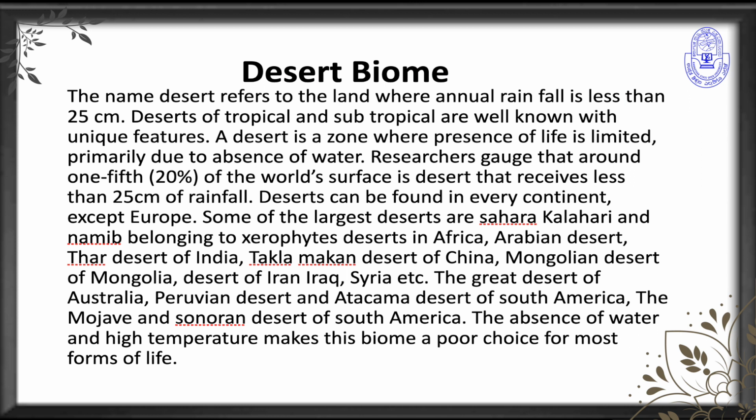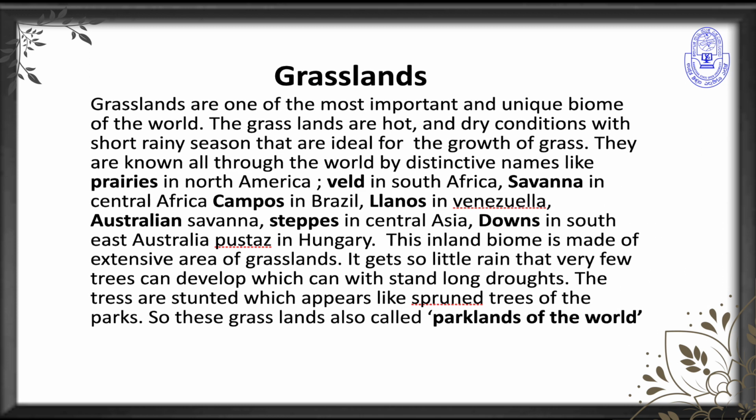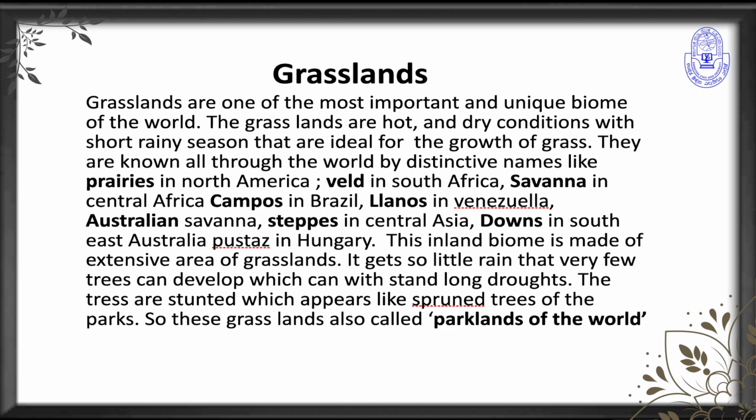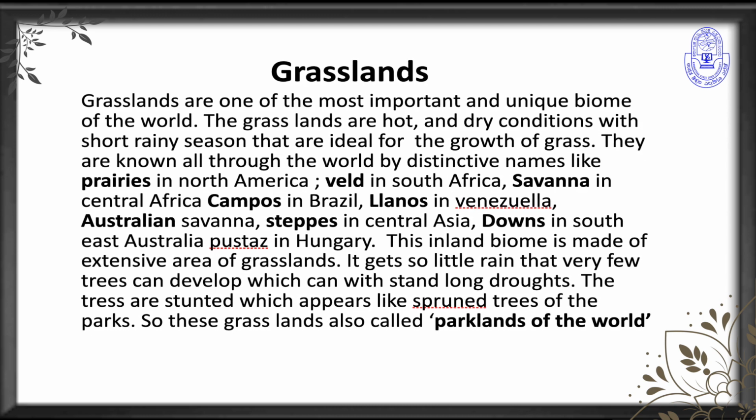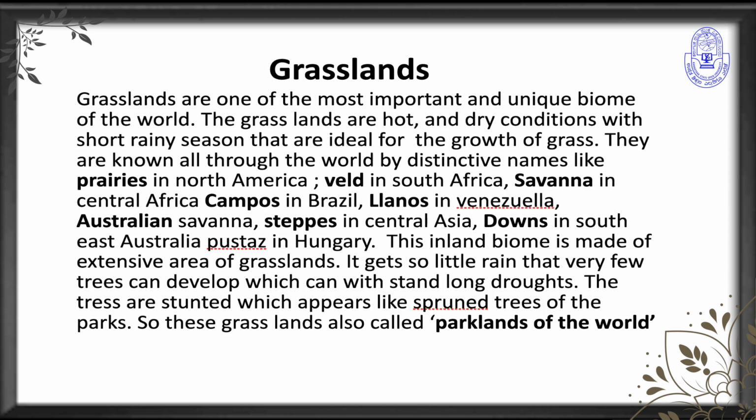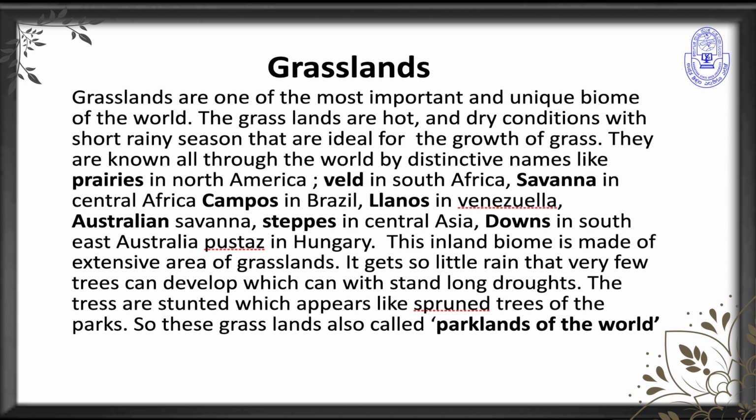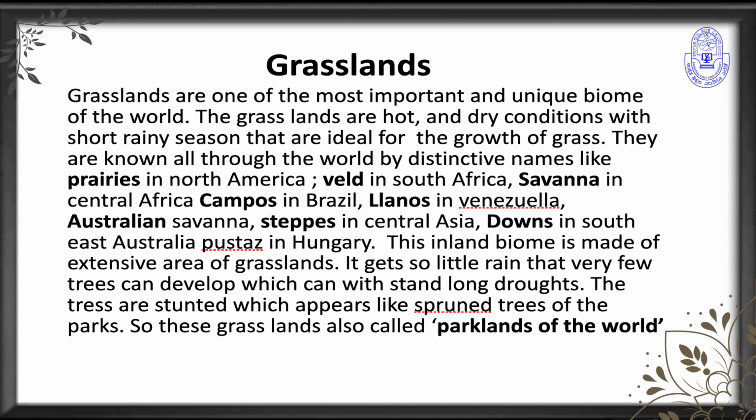Grasslands biome. Grasslands are one of the most important and unique biomes of the world. The grasslands have hot and dry conditions with a short rainy season that are ideal for the growth of grass. They are known all through the world by distinctive names like prairies in North America, veld in South Africa, savanna in Central Africa, campos in Brazil, llanos in Venezuela, Australian savanna, steppes in Central Asia, downs in Southeast Australia, and pusztas in Hungary.